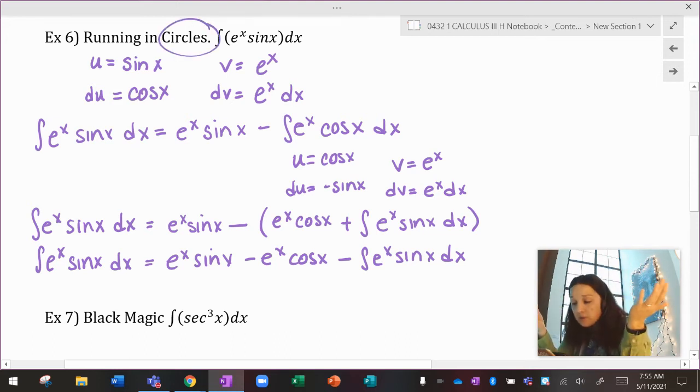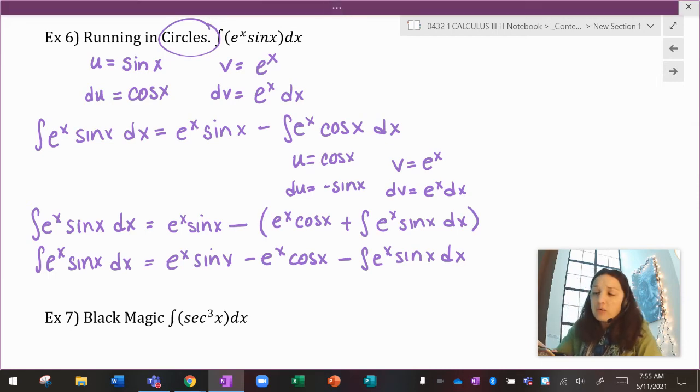Oh my God, I just did integration by parts. I ended up back where I started. What do I do now? It's just going to keep happening. Here's the cool thing about equations. When you have equations, as long as you do the same thing to both sides, it's fine. And you know what I realized?